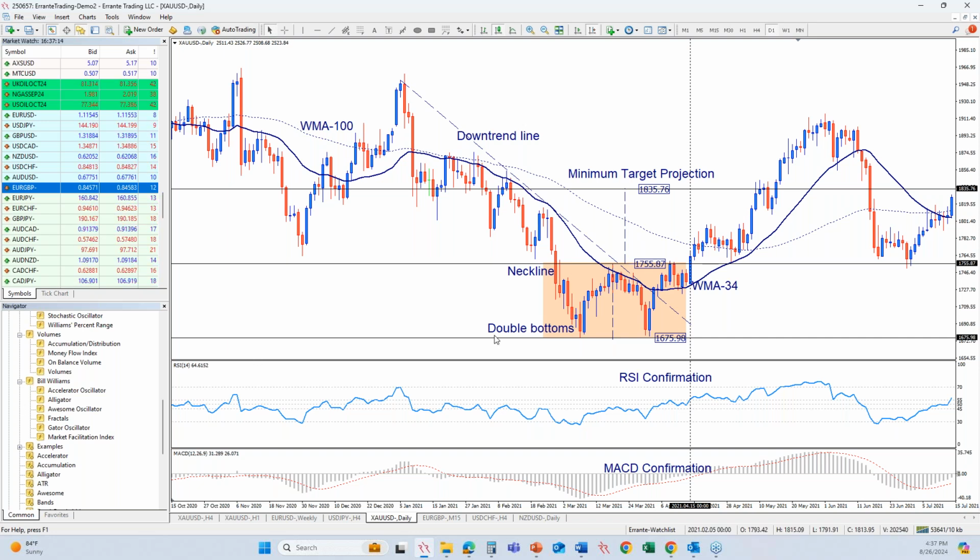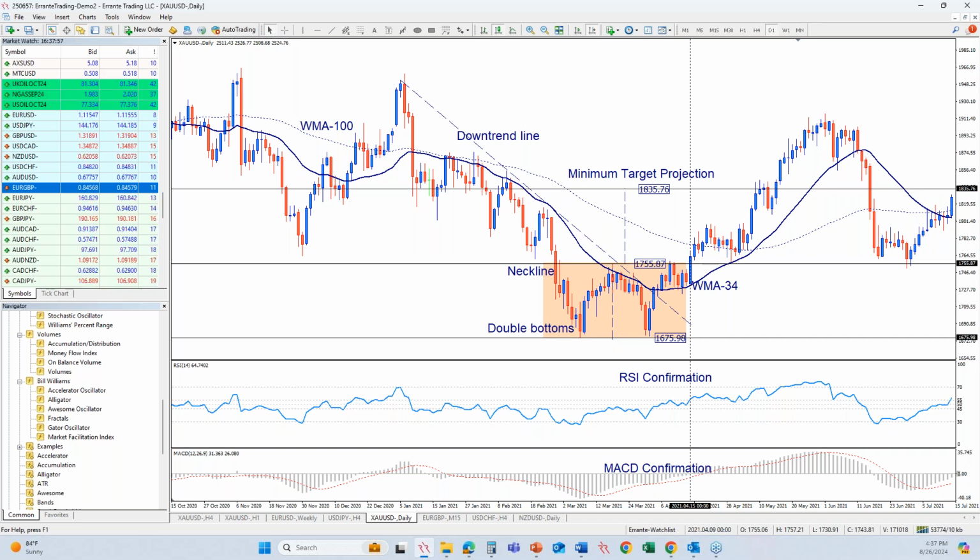And after failing to break above the neckline resistance, the price declines again to a similar low as we see here, forming the second bottom around the same 1675.98 level. And this second trough retests the support level established by the first trough and shows that sellers are unable to push the price lower, indicating strong buying interest and potential accumulation at this level in the market. Now we have the neckline break.